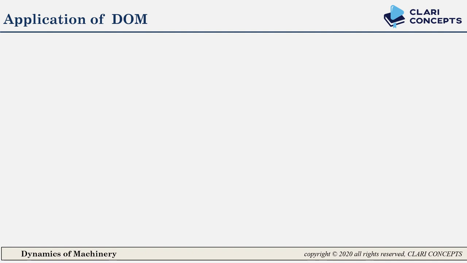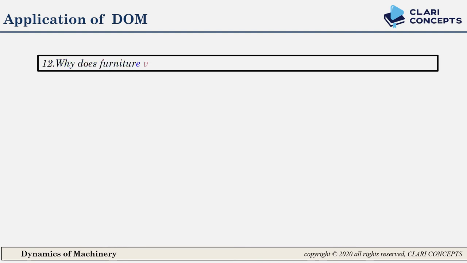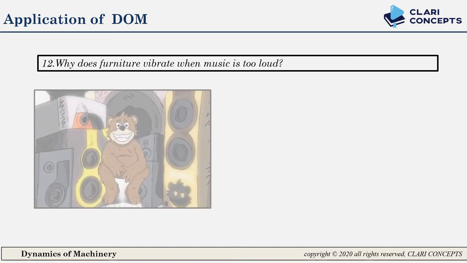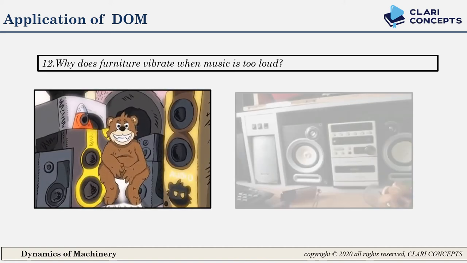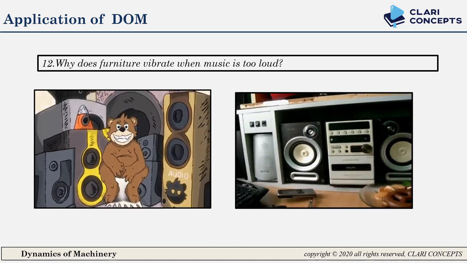Application. For that, many people have visited DJ nights and sunburns. At that time, you have seen objects near you shaking or vibrating. But have you ever thought why furniture vibrates when music is too loud? The reason behind this is that the music frequency and the object frequency have a difference. Due to that, the object vibrates. This vibration is a part of dynamics of machinery.